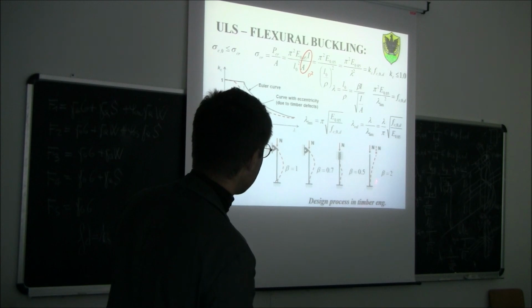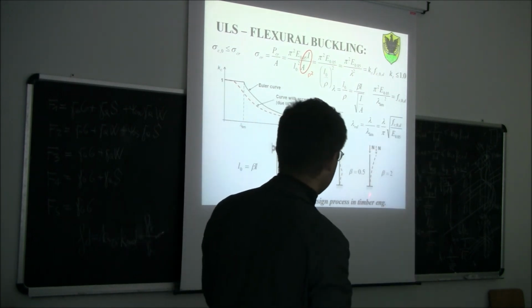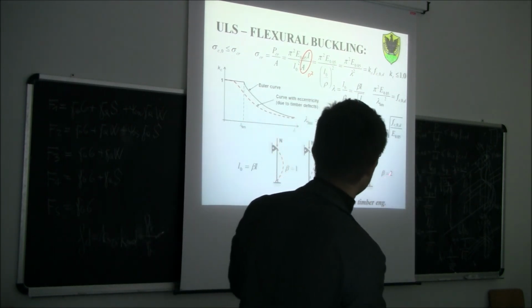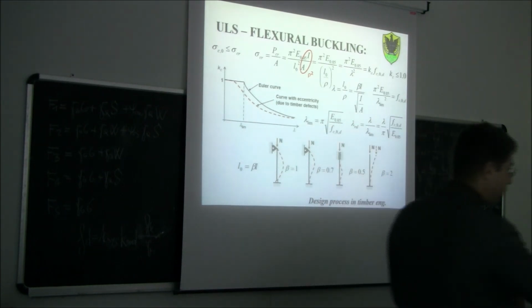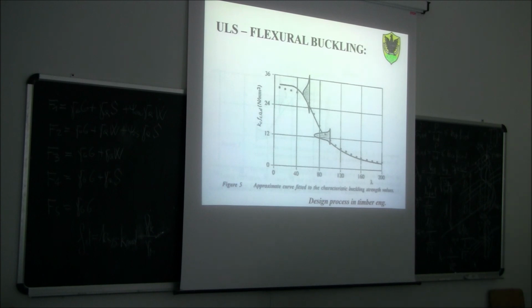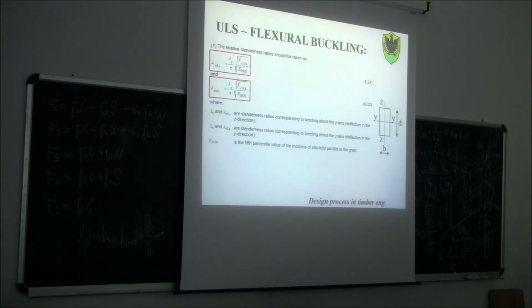Of course, if you have something like this, like a pole where you have a kind of flag, then in this case there's a cantilever. In a cantilever, beta should be equal to 2. So we need to double the length of the member. Of course, this equation here, I'll show you now.